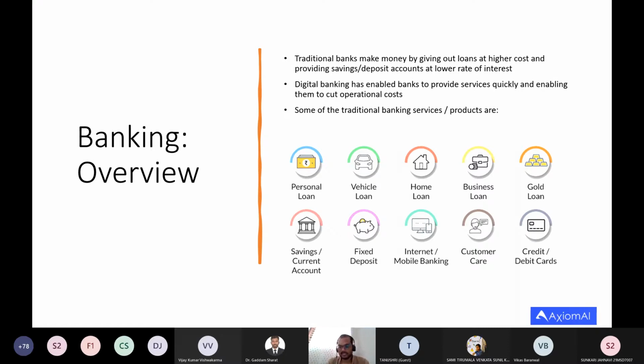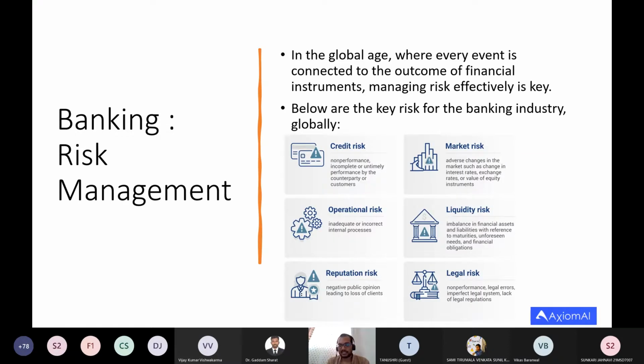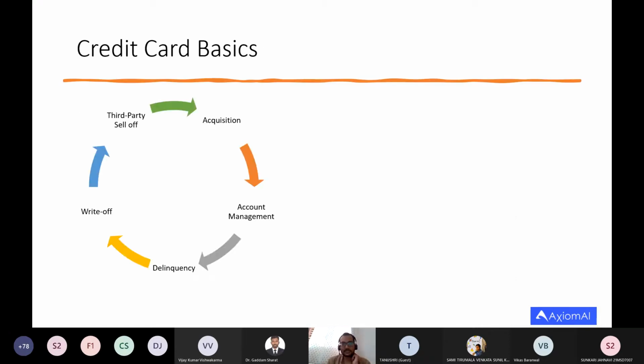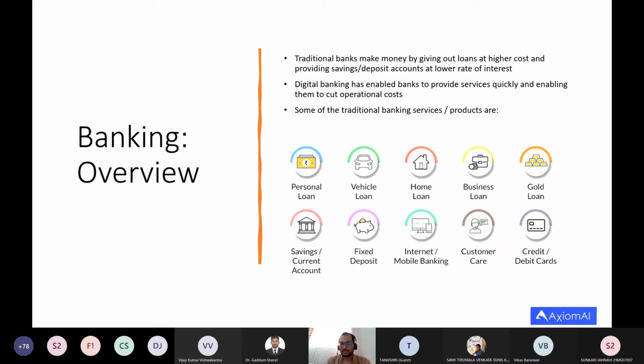Let me quickly review the banking overview again. These are the products of a traditional bank, right? What they offer, and then these are the risks that come with operating a bank, right? From these products, I'm only picking up the credit card. We will do a deep dive.